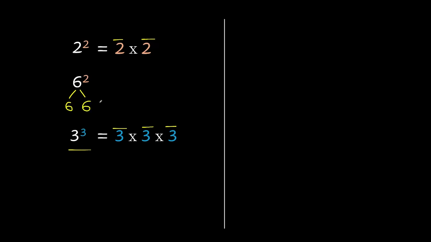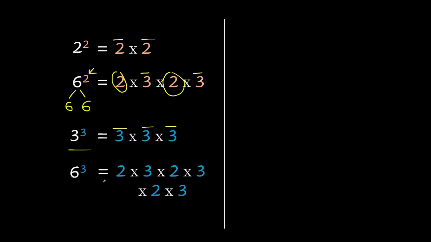But 6 is also 2 times 3, which means 6 squared would also be 2 times 3 times 2 times 3, which means every prime factor appears twice. There are 2 2's and 2 3's when you square a number. Similarly, when you cube a number, 6 cubed, you get every prime factor 3 times. So you get 3 2's and 3 3's. 2 times 3 is 6, 2 times 3 is 6, 2 times 3 is 6. 6 cubed, as we know, is the same number multiplied 3 times.